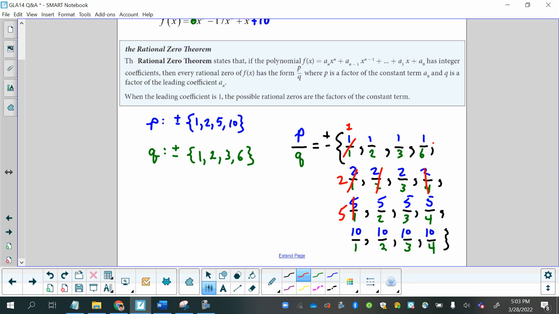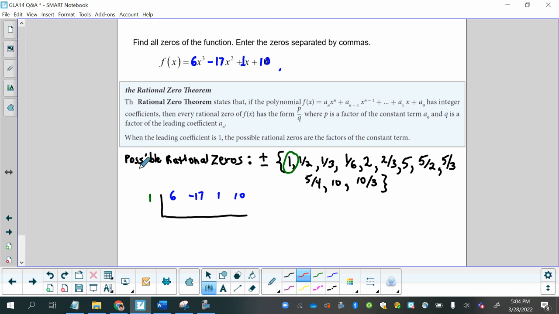This one's just 5. And 5 halves, 5 thirds, 5 fourths, 10. And 10 over 2 reduces to 5, which we already have here. So that's a duplicate. We don't need that. 10 over 3, 10 over 4, which reduces to 5 halves, which we already have over here. So that is a duplicate. So then we get a reduced list. And so I have all my possible rational zeros listed out.